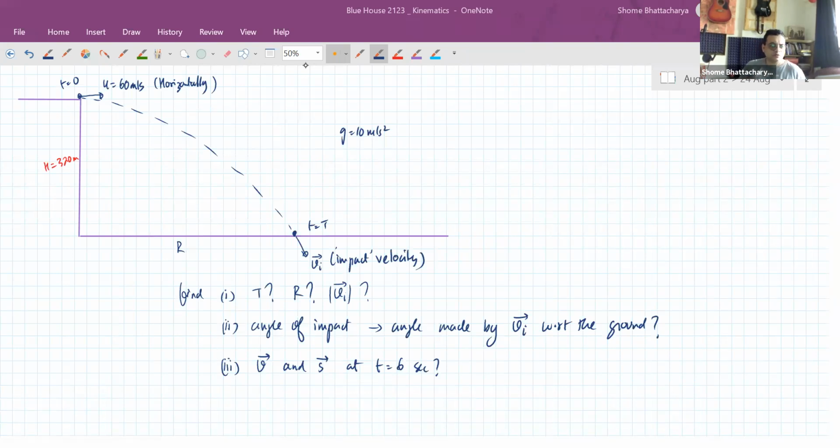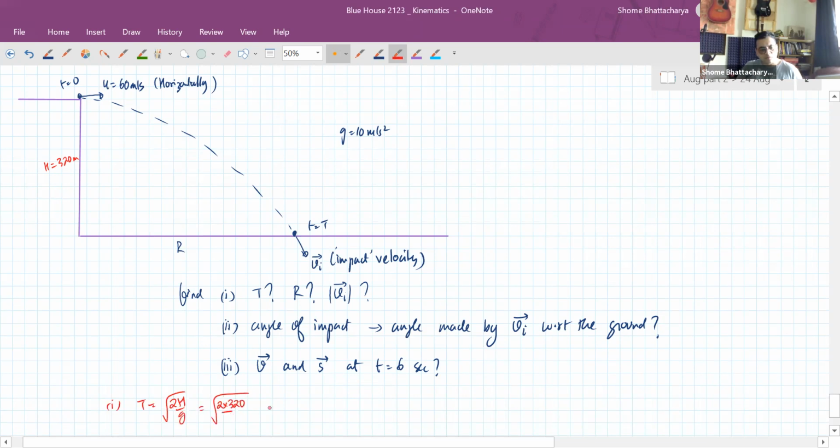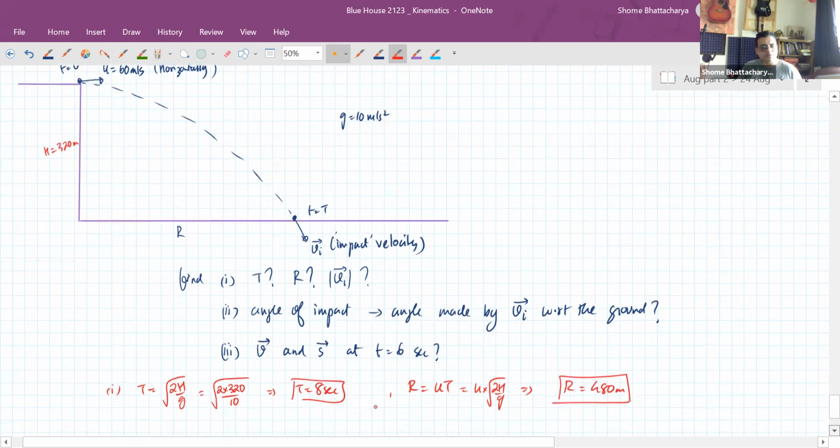Okay, so for the first part, we can directly use the formula. You can see t is equal to square root of 2h by g. That will give us the time as 8 seconds. Then the horizontal distance is basically u into t, so it becomes 60 into 8, 480 meters. So it lands at a horizontal range of 480 meters.